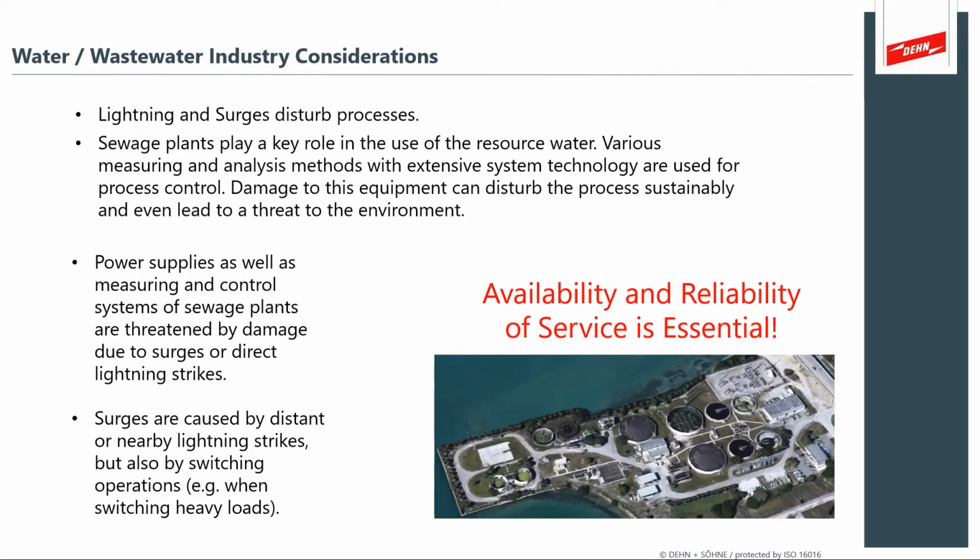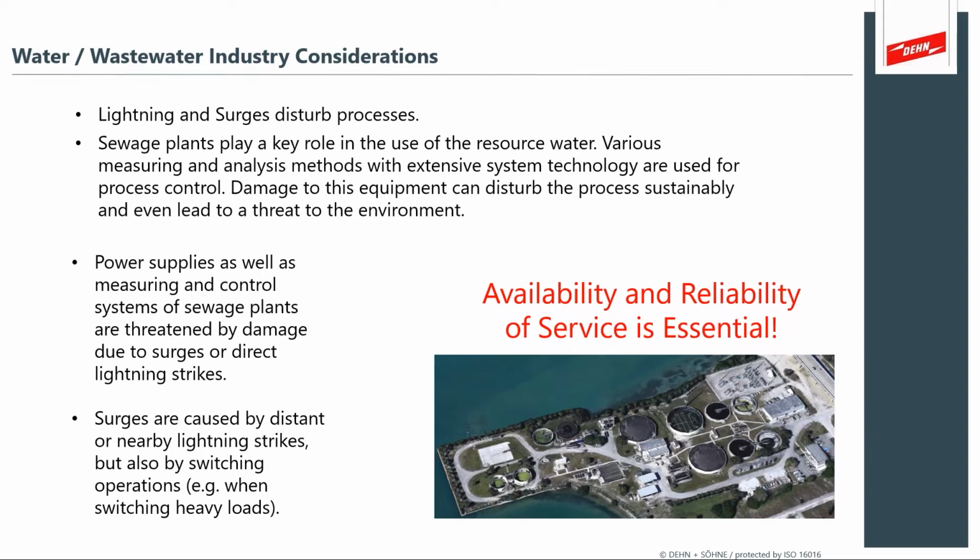So, water, wastewater industry considerations. Well, we know that lightning and surges disturb all manner of processes, and we know that sewage plants play a key role in the water resource industry. And it's not just that you can damage your equipment, which is, of course, very valuable, and these are very important parts of our society, but it's also a threat to our environment. When you have uncontrolled discharge of water effluent, it can really pose a significant health and safety threat to our environment.